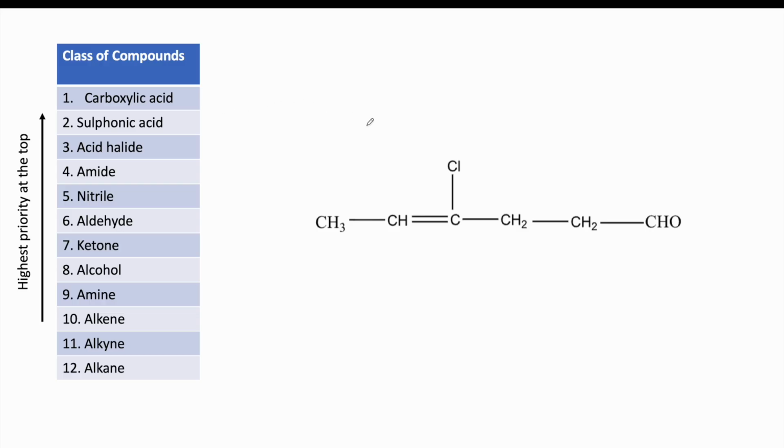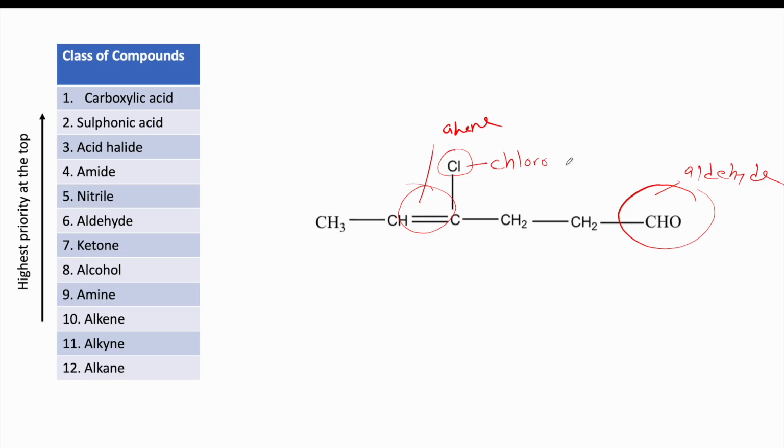Now in the second example, we also have three. Do we have three functional groups? No, we have two functional groups. We have this aldehyde group, and we have this alkene group. And this is always a substituent group, which is a chloro group.